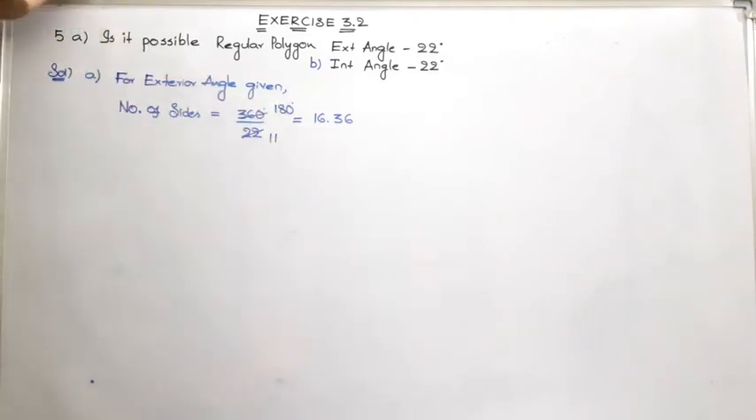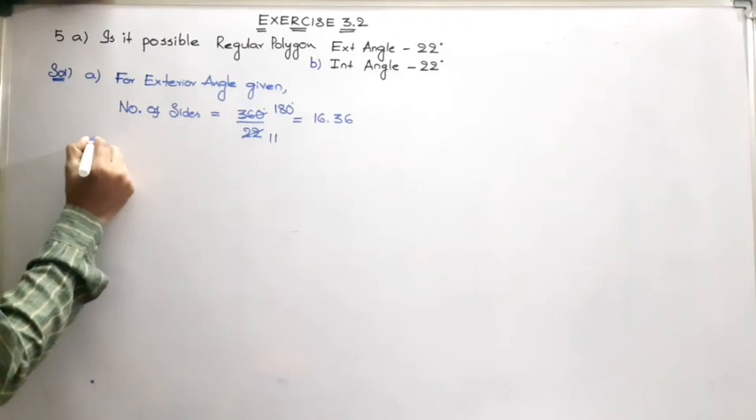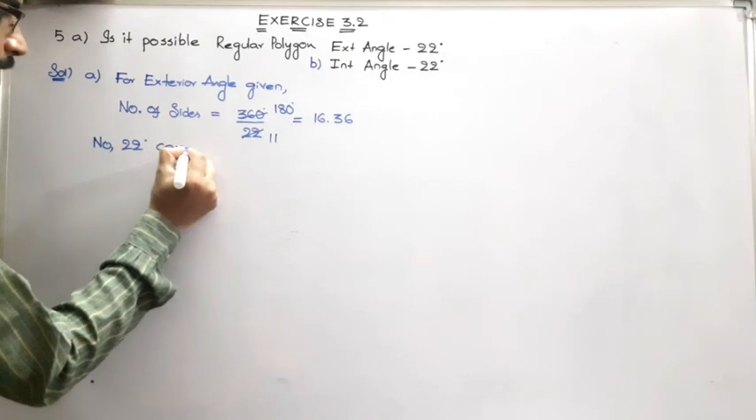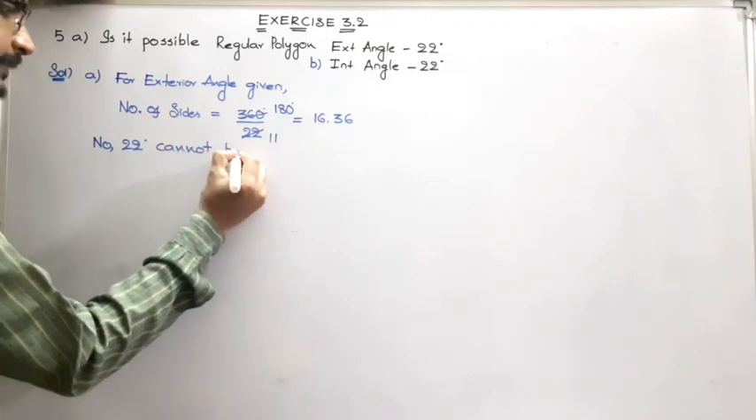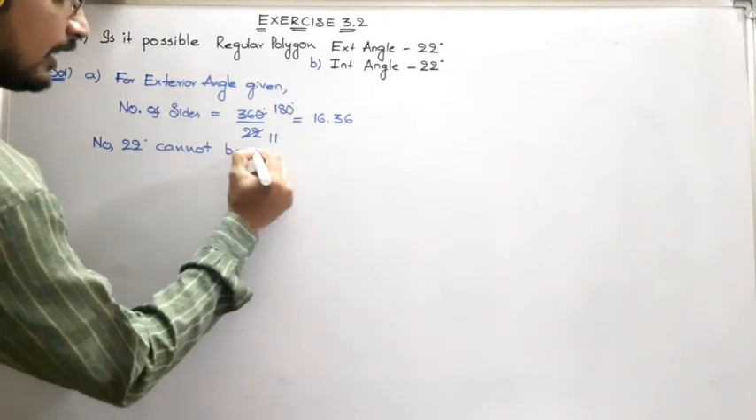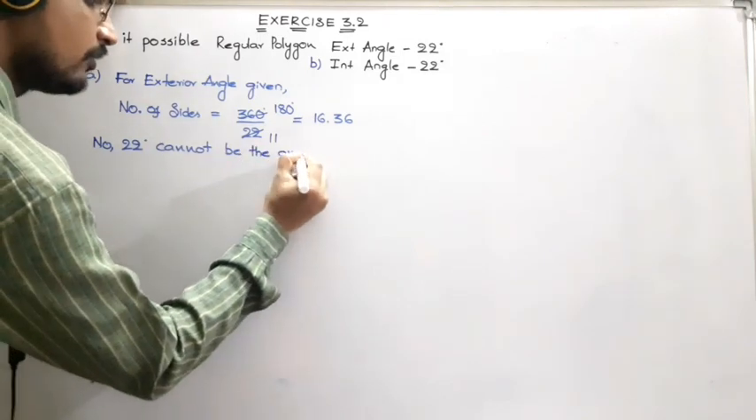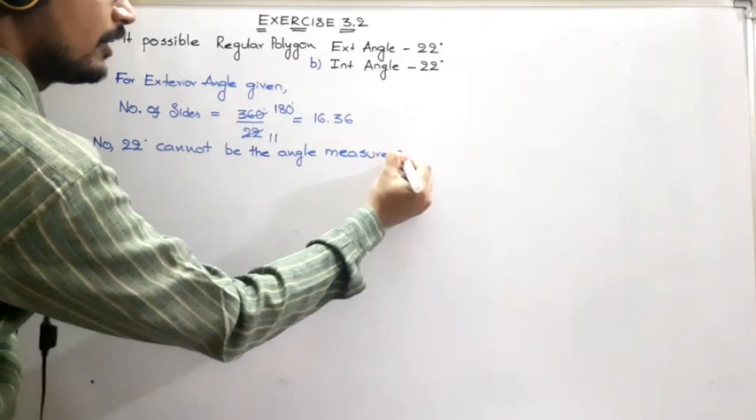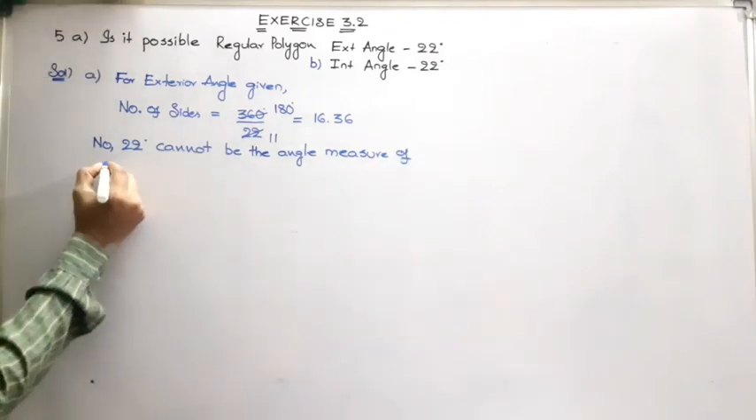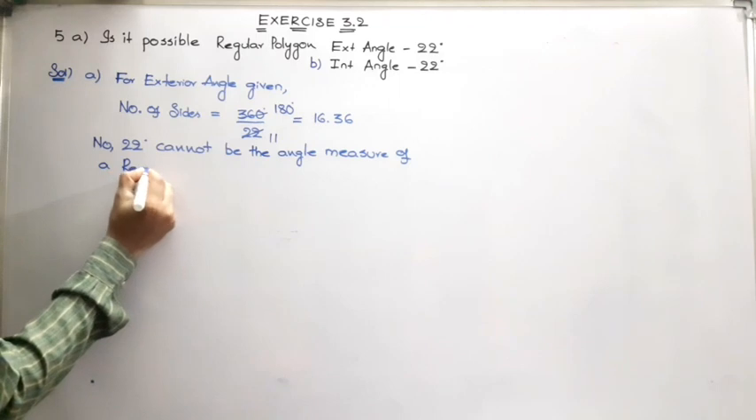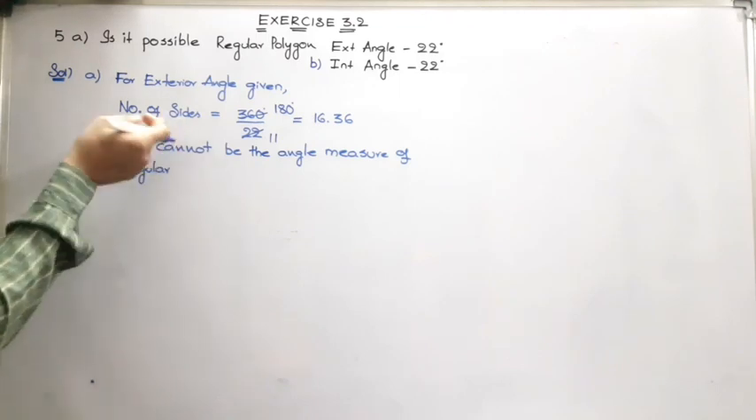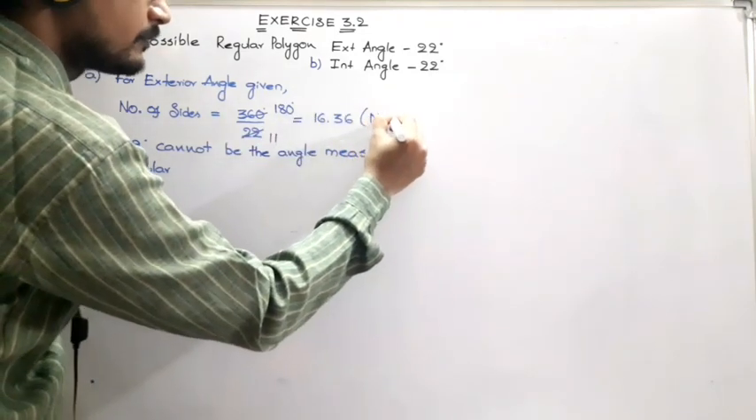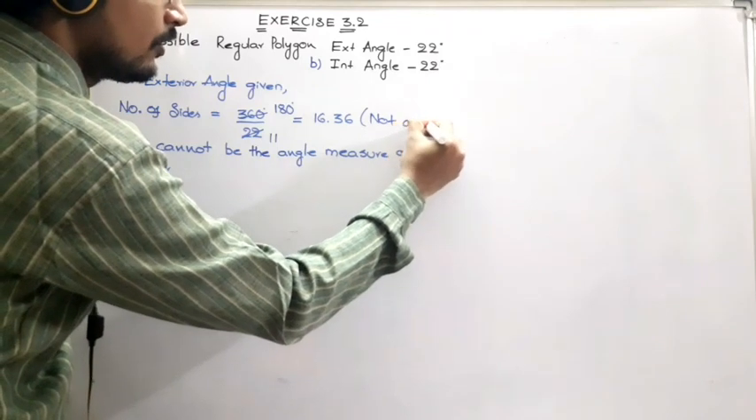So through this what we can say is, no, 22 degrees cannot be the angle measure of a regular polygon. Hope you understood, children, because how can we say that the number of sides will be 16.36? As I told, it is not a whole number.